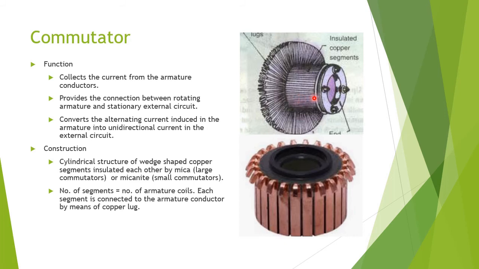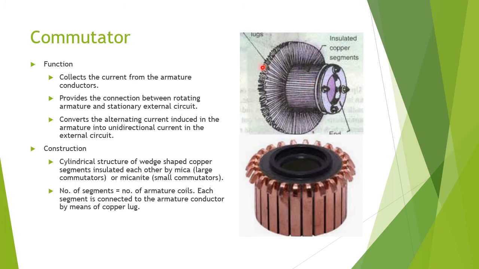And coming to the construction, here the cylindrical structure is made of wedge shaped copper segments. These segments are insulated. These lines represent several segments attached. So several copper segments are insulated from each other by mica. In between, the mica insulation is provided. For large commutators it is mica. For small commutators it is micanite. Here the number of armature coils is equal to the number of segments.